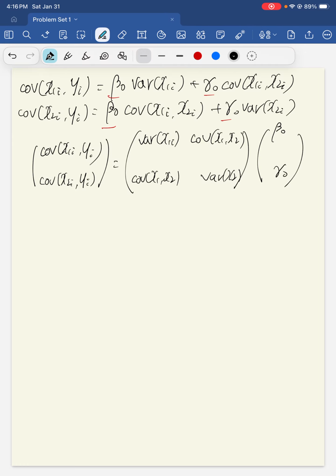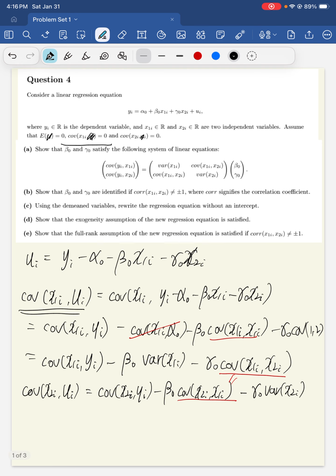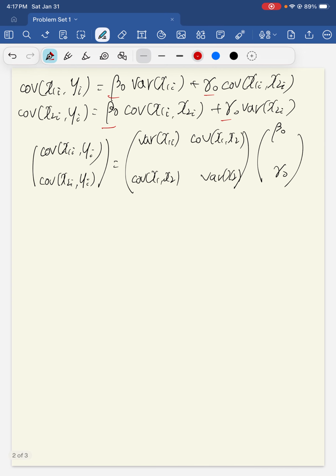So the first question, we proved this one. What I wanted to show you again here is that I did not use the error term's mean. The error term's mean can be 0 or not, it does not matter. We can ignore that and we can still identify beta 0 and gamma 0 if this matrix is invertible. Okay? Then we will continue from here.